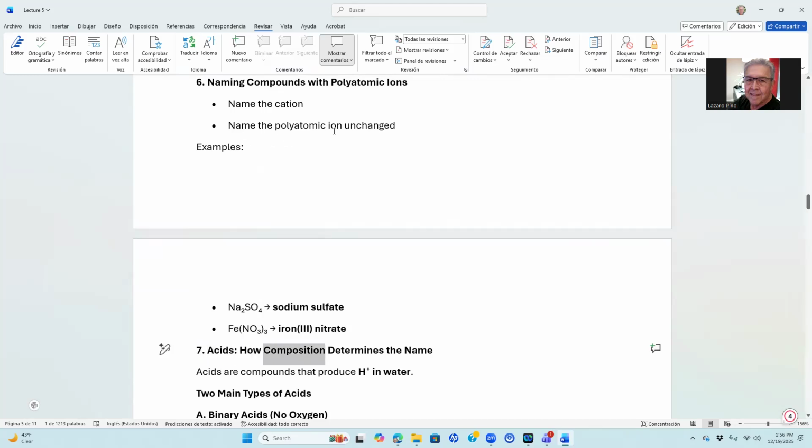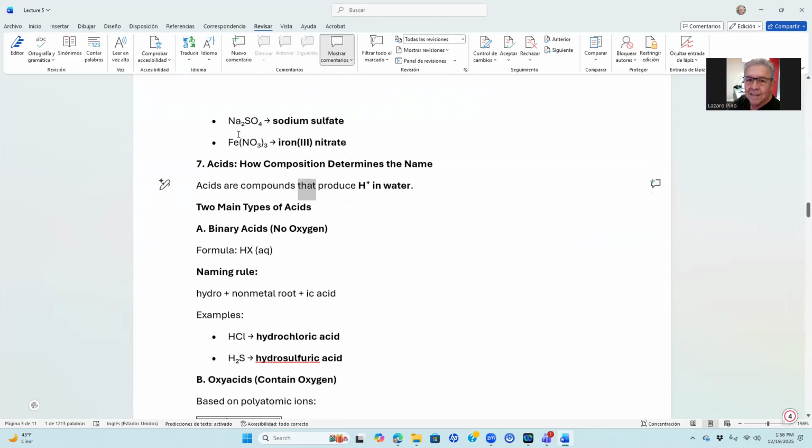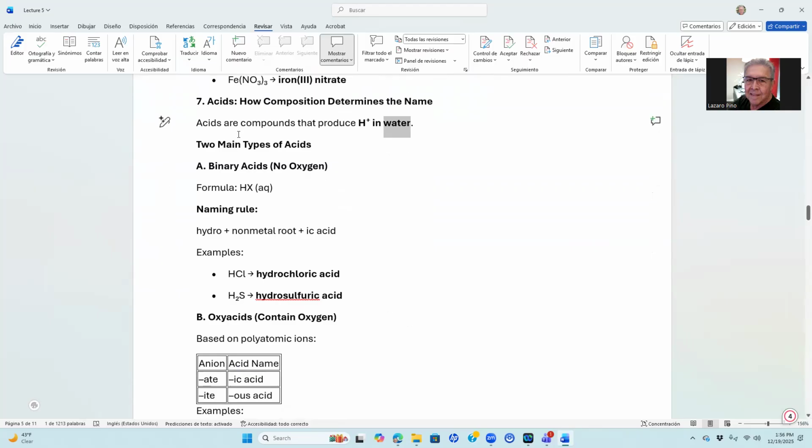7. Acids. How composition determines the name. Acids are compounds that produce H+ in water. Two main types of acids. Binary acids, no oxygen. Formula HX(aq). Naming rule: hydro plus the nonmetal root plus -ic acid. Examples. HCl, hydrochloric acid. H2S, hydrosulfuric acid.